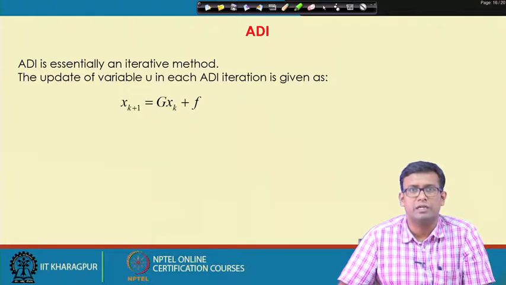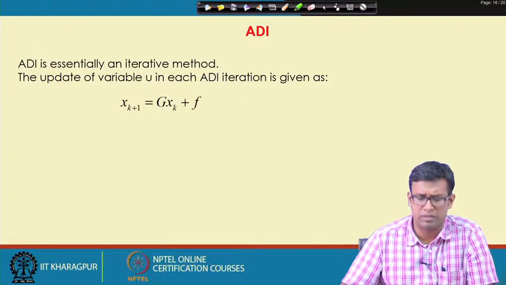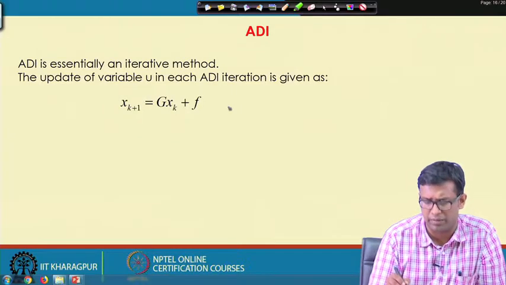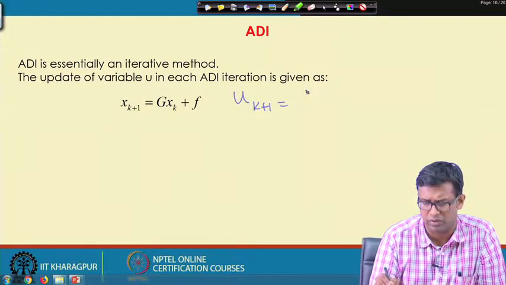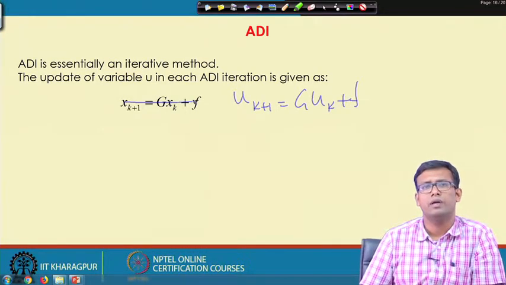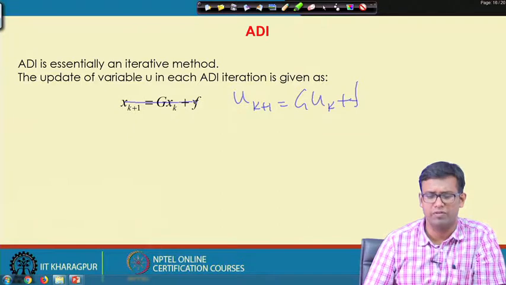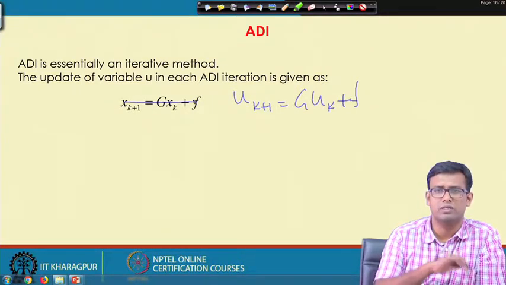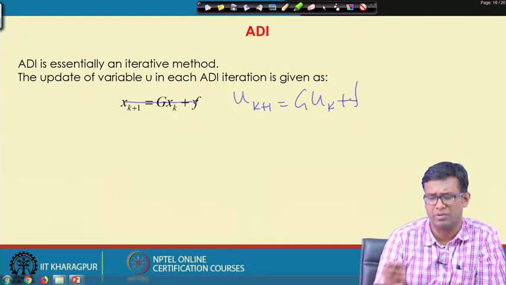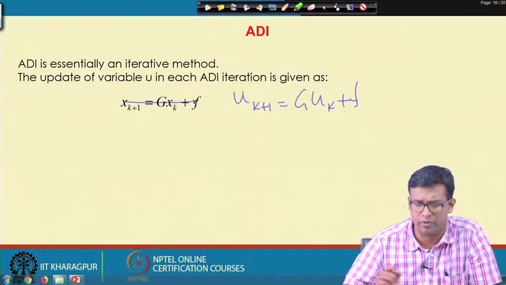ADI is essentially an iterative method. The updated variable in each ADI iteration is given like the basic iteration method x k plus 1, but instead of x k this will now be u k plus 1. What we are doing is u k plus 1 is equal to G u k plus f. Instead of x, this will be u k, because the entire discussion started with the fact that the solution variable is u. So, we are writing u k plus 1 is equal to G u k plus f.